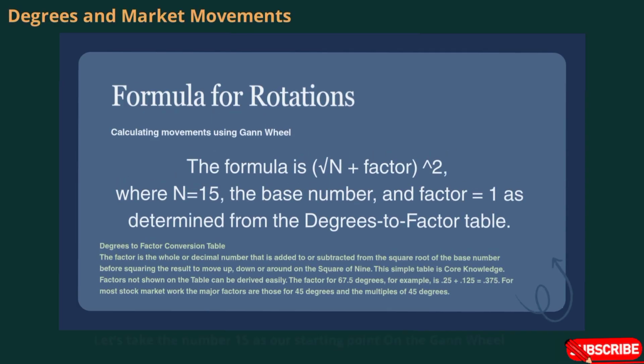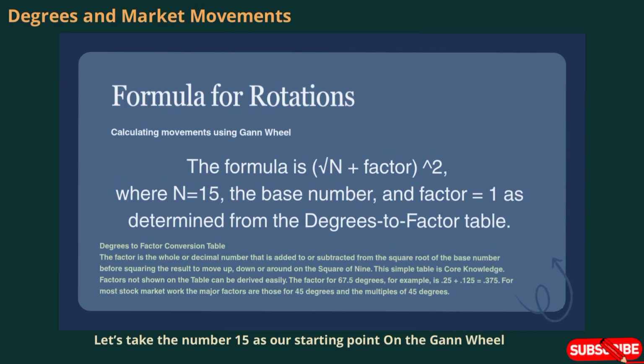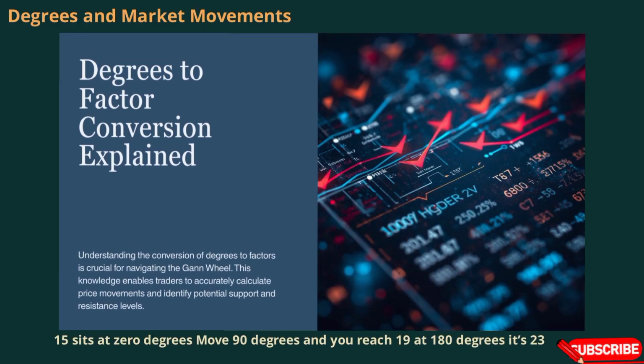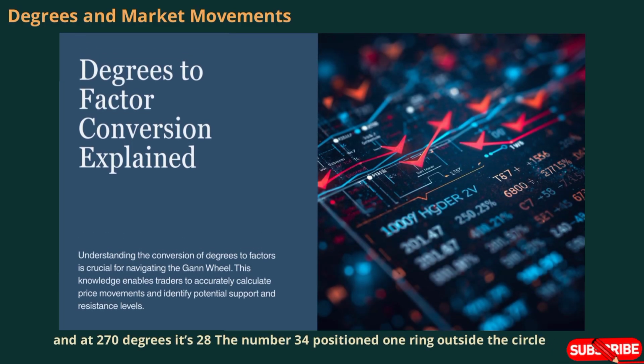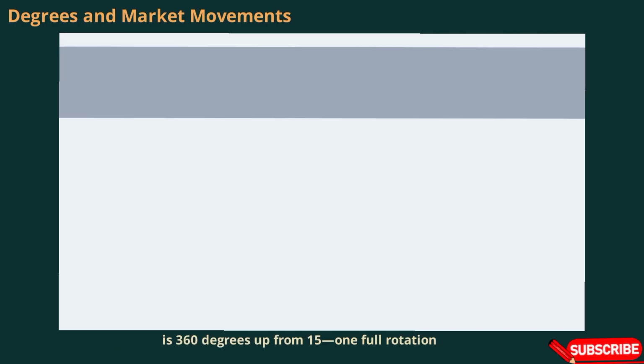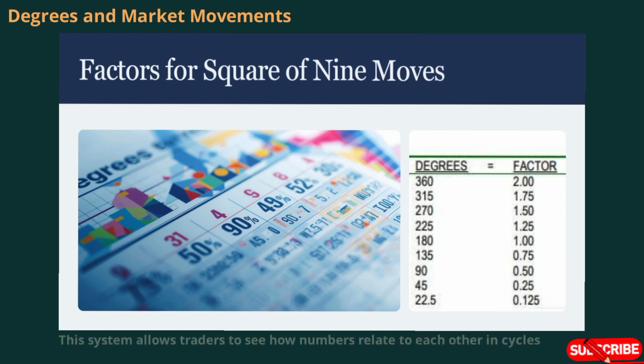Let's take the number 15 as our starting point. On the Gann wheel, 15 sits at 0 degrees. Move 90 degrees and you reach 19. At 180 degrees it's 23, and at 270 degrees it's 28. The number 34, positioned one ring outside the circle, is 360 degrees up from 15, one full rotation.